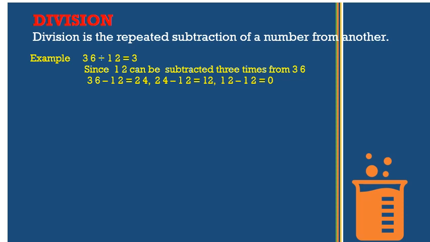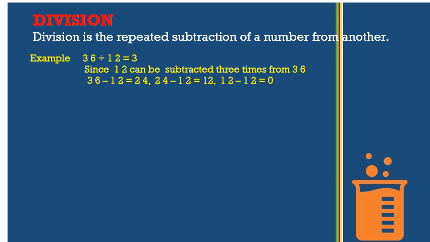Here, 36 divided by 12 is equal to 3, since 12 can be subtracted 3 times from 36. That is why 36 divided by 12 is equal to 3. And how can 12 be subtracted 3 times from 36? Let's see. 36 minus 12 is equal to 24. 24 minus 12 is equal to 12. And 12 minus 12 is equal to 0. So this way 36 divided by 12 is equal to 3 because 12 can be subtracted 3 times from 36.